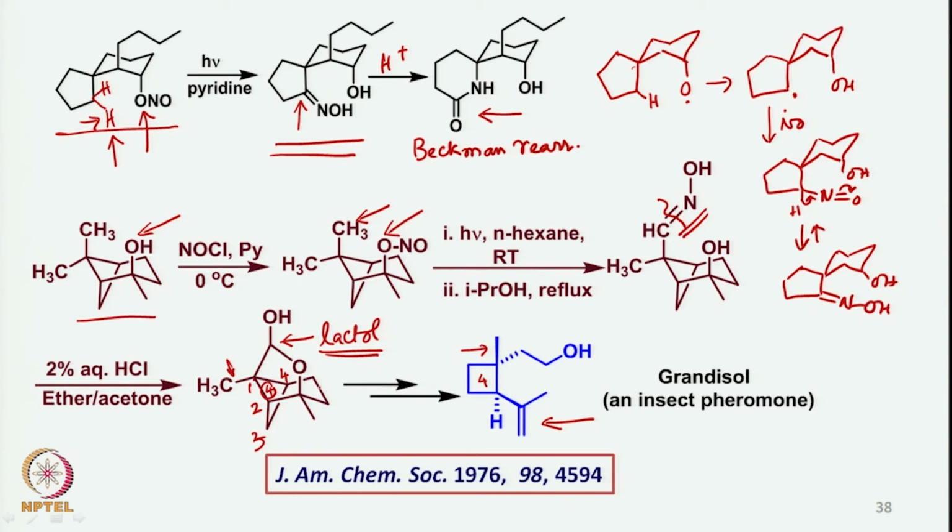the other part of the molecule is eventually transformed into this particular side chain. And this is a molecule known as grandisol, which is an insect pheromone that has been synthesized by using Barton's photolytic reaction of functionalizing at the unfunctionalized carbon atom. So basically it was dependent on the functionalization of this particular molecule at this methyl group at an unfunctionalized carbon.